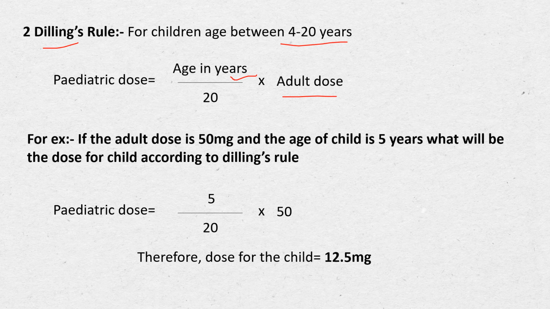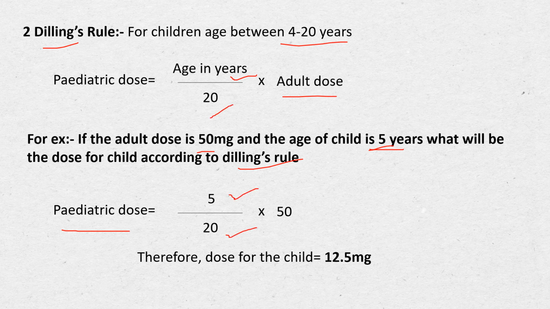So the question is, if the adult dose is 50 mg and the age of child is 5 years, what will be the dose for child according to Dilling's rule? So let's put this information into the formula. So pediatric dose is equal to age in years. So here age is given 5 years. So we'll put the 5 years, and 20 is the constant.